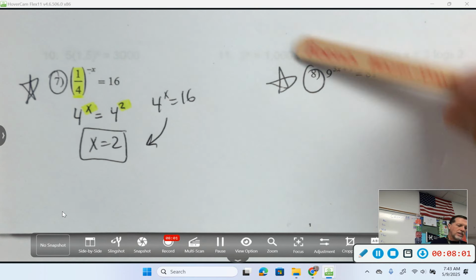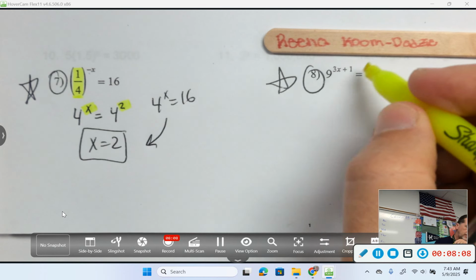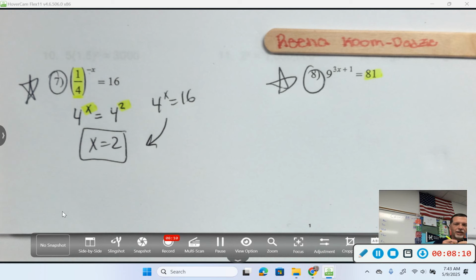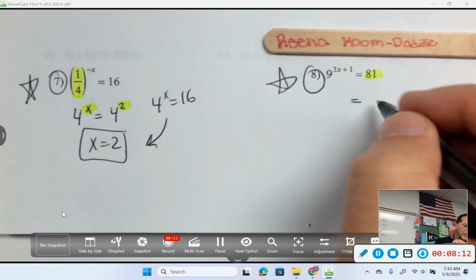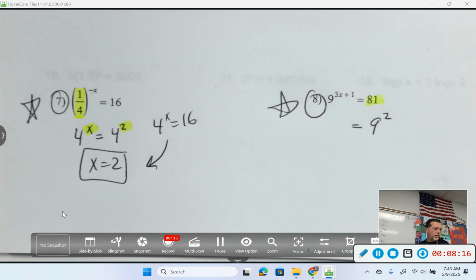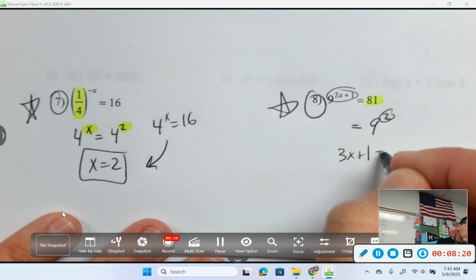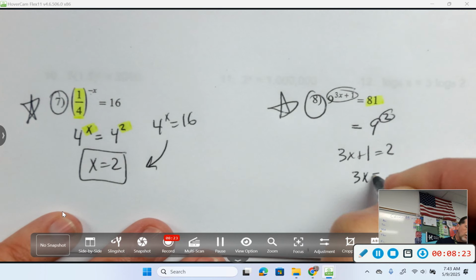In fact, on number 8, Marina, what did you do on number 8? I changed 81 to 9 squared. Good. I didn't even want to point out which side to work on because I don't think you need to work on the left-hand side. Change the 81 to 9 squared, and then you got 3x plus 1 equals 2. So 3x equals 1, and x equals 1/3.